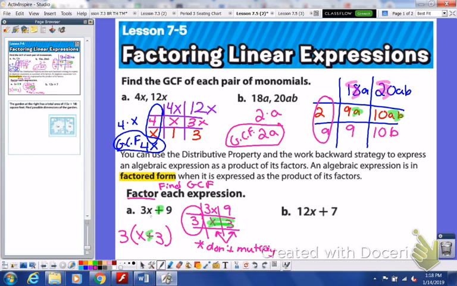Part B, 12x plus 7. If I made a quick tic-tac-toe board, I have 12x and 7. The only thing that goes into 12 and 7 is 1. My 12 has an x, but my 7 does not. So there is nothing that can be factored. Our answer here would be that it is already in factored form. It cannot be factored. Write this, you can actually read it real quick: it's an E, then a D, factored form.